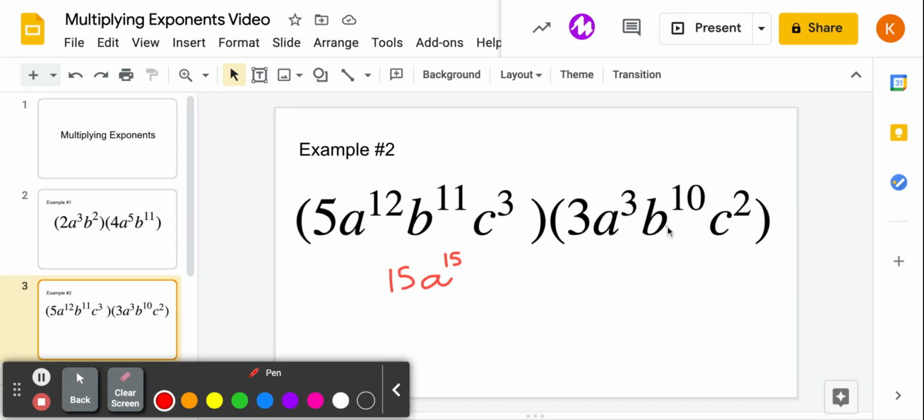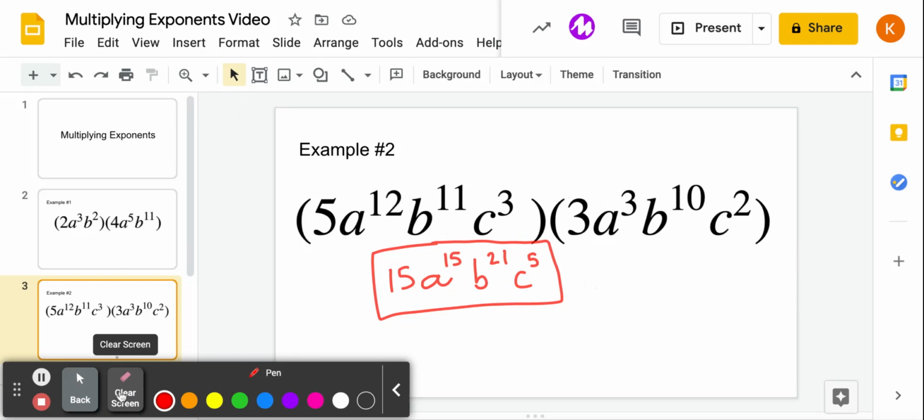Let's take care of the b's. Multiply b to the 11th by b to the 10th. Keep the base, which is b, add your exponents, 21st power. Let's take care of the c's. C to the 3rd times c squared. You keep the base, you add your exponents. 3 plus 2 is 5. This has been multiplied together. You did it. You multiplied it. Don't lose track of the coefficients.